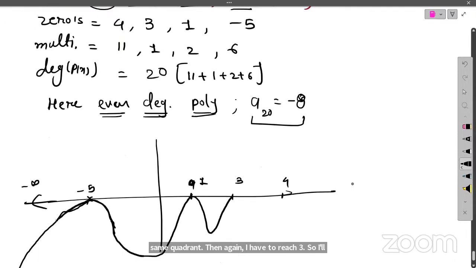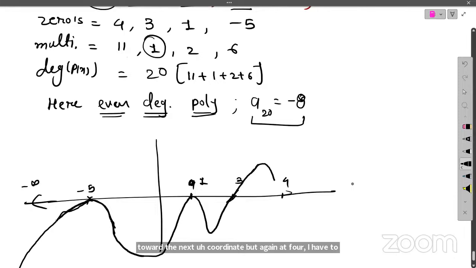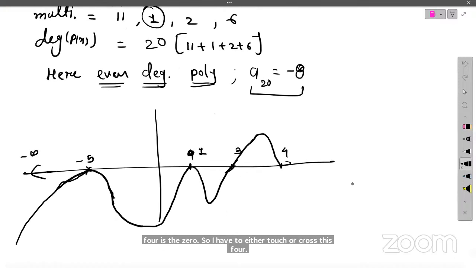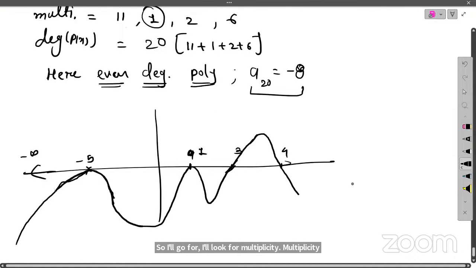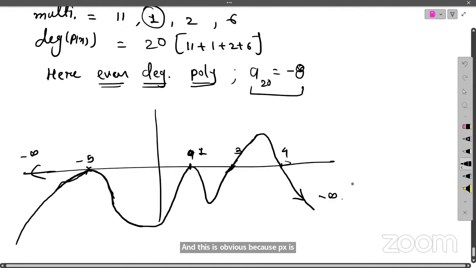And at 3, I have odd multiplicity, right? The multiplicity is 1. So I'll cut the x-axis here and go toward the next quadrant. But again, at 4, which is a zero, I have to either touch or cross. I look at the multiplicity. Multiplicity is 11, so that means odd. So I'll go toward the negative x-axis. And this is obvious because P(x) is even degree with negative leading coefficient. So this is the rough graph of P(x).